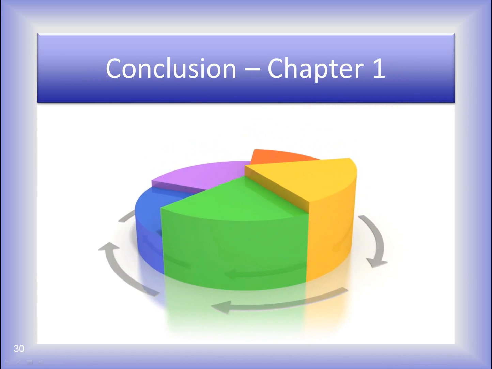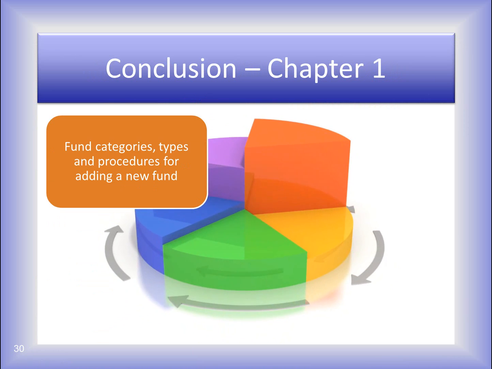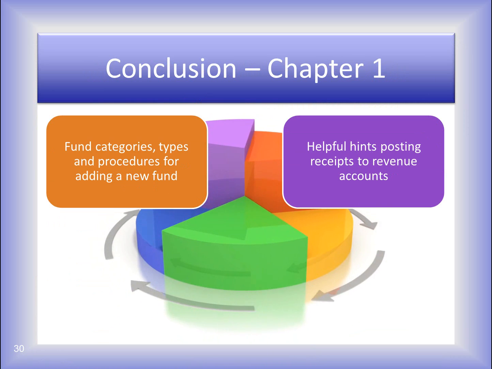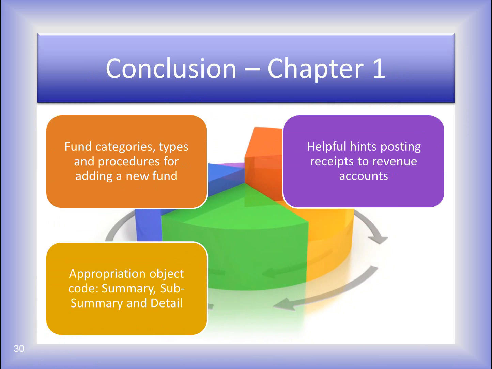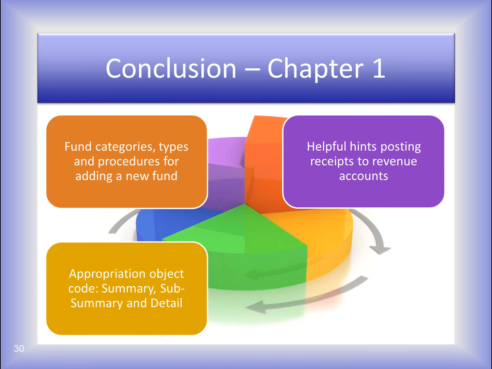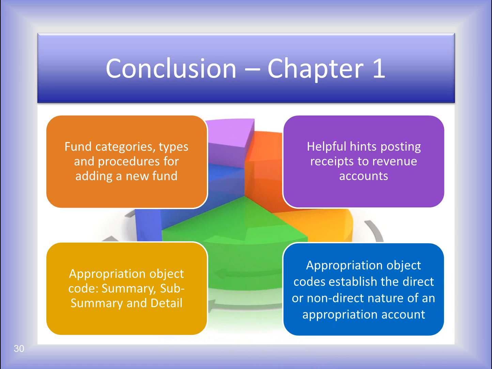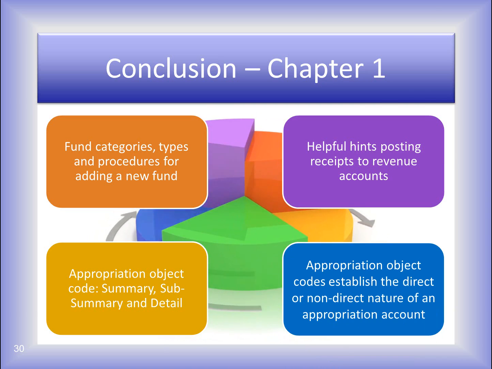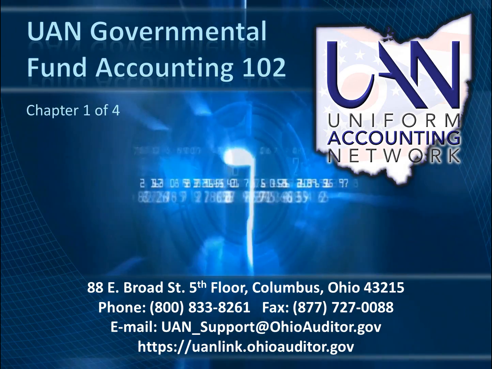Let's review what you've learned in Chapter 1. Fund categories, types, and procedures for adding a new fund. Helpful hints for posting receipts to revenue accounts. Appropriation Object Code has a summary, subsummary, and detail level, and appropriation object codes establish the direct or non-direct nature of an appropriation account. This concludes Chapter 1 of UAN Governmental Fund Accounting 102.